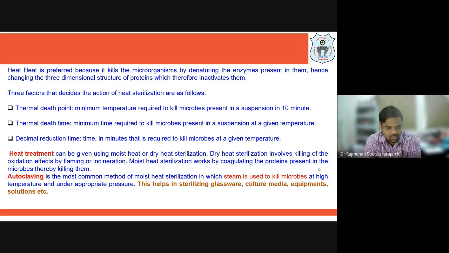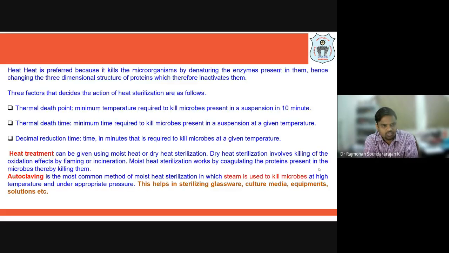For this heat treatment, autoclaving is the most common method of moist heat sterilization, in which moist heat means we are using steam as the medium, right? The steam is used to kill the microorganisms at high temperature under appropriate pressure. And usually we use autoclaving for sterilizing glasswares, culture media, equipment and any solutions involved. Okay.